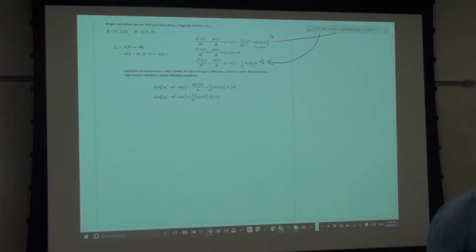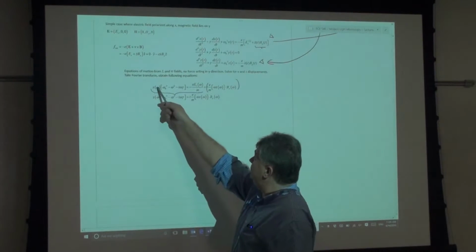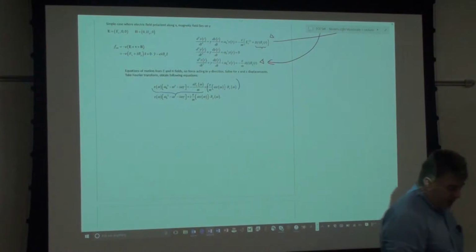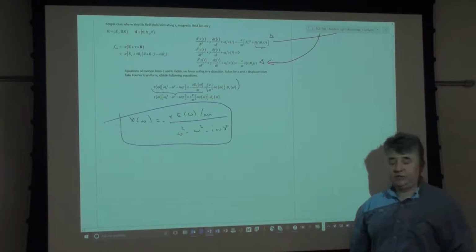This is the linear equation that we start our optical imaging class with, the ECE564. So immediately from here you can solve that x of omega is e times E of omega divided by m over omega naught squared minus omega squared minus i omega gamma. This is the full solution of the displacement.